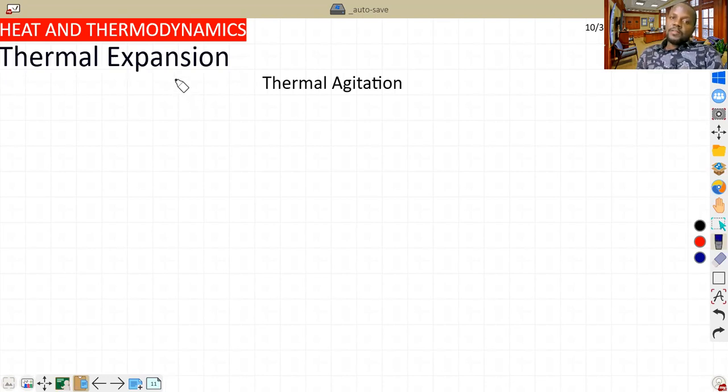Please, the first part under heat and thermodynamics was the kinetic theory of gas. The next one is thermal expansion. Then the last one should be heat capacity and the rest. So we follow it in that sequence.